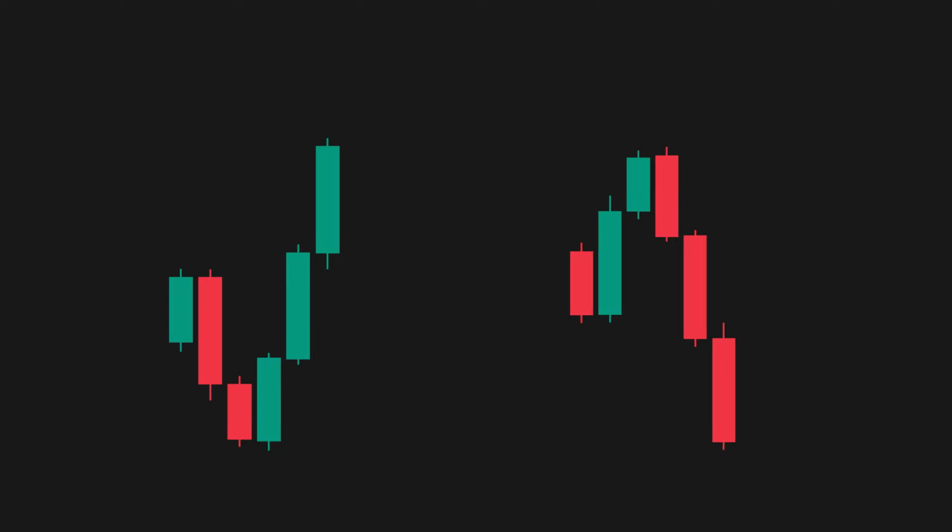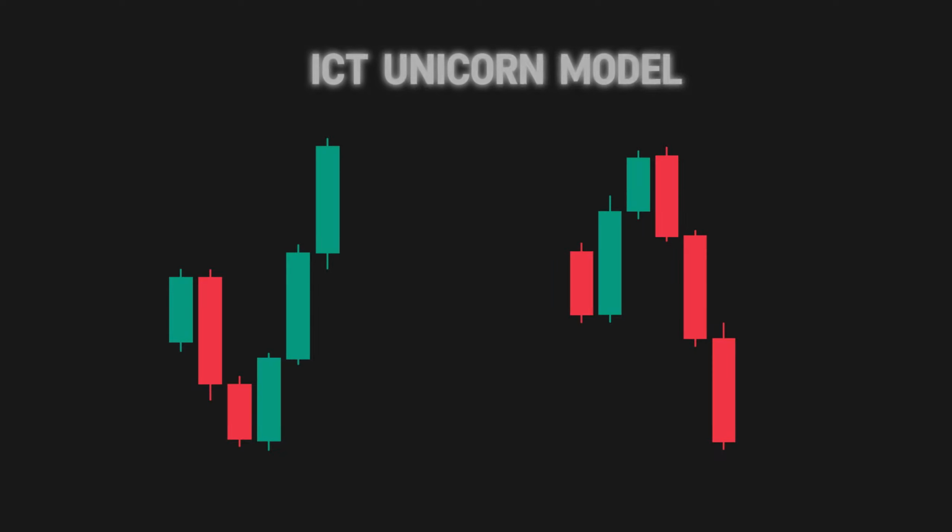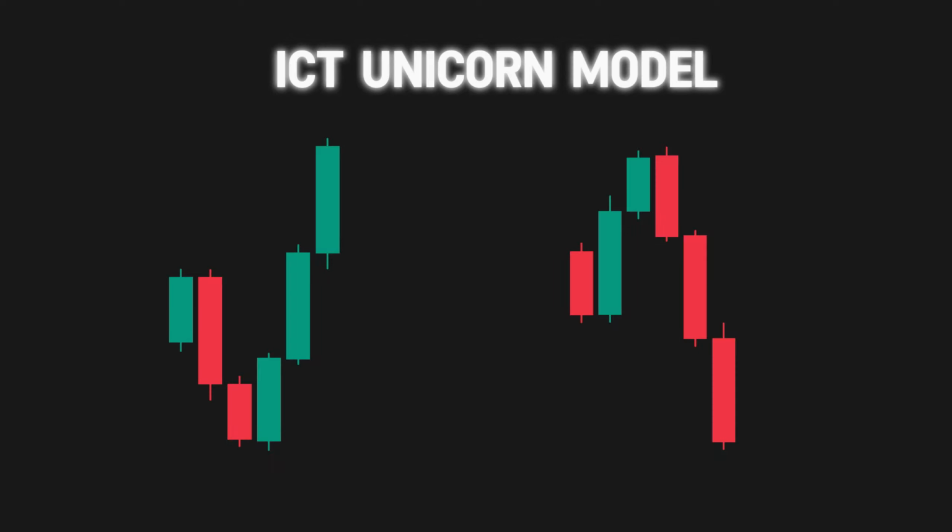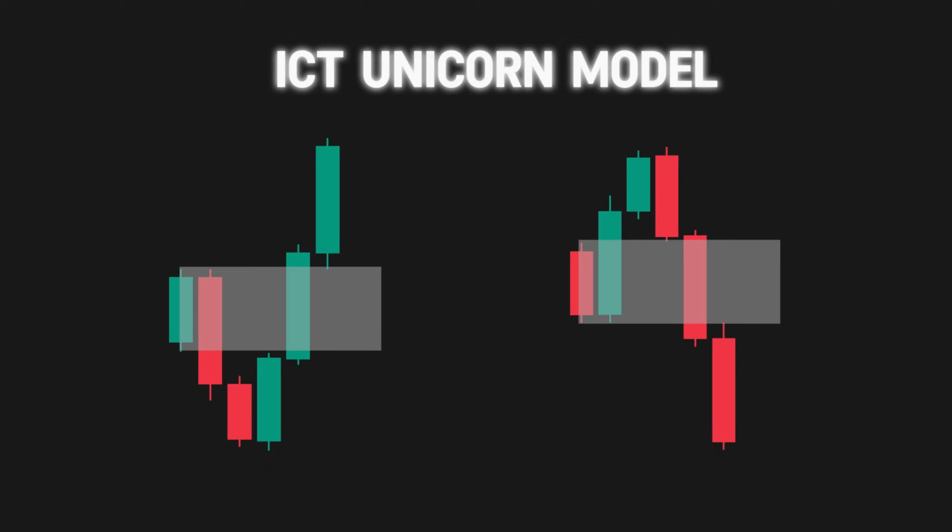Now, we can apply this knowledge to understand the ICT Unicorn entry model, which occurs when a previously failed order block transforms into a breaker block and aligns with an unmitigated fair value gap, creating a high-confluence trading zone. Now, let's apply it into a scalping strategy. Our scalping strategy consists of 3 major steps that must be followed precisely to maximize accuracy and effectiveness.